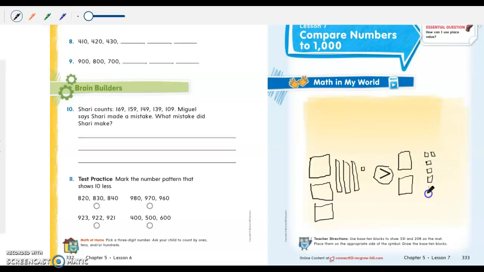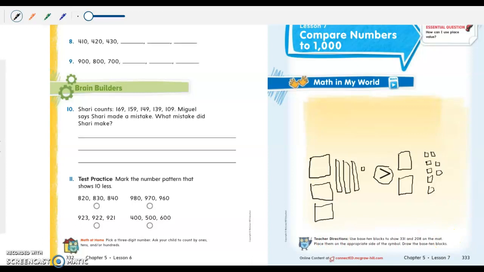Let's see. 1, 2, 3, 4, 5, 6, 7, 8. So now the equation is true. We have 331 is greater than 208. So this is how we would use base 10s to solve the equation.